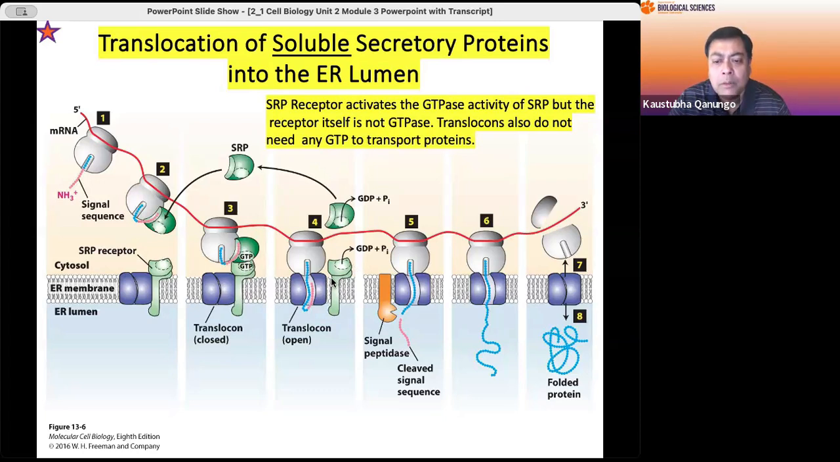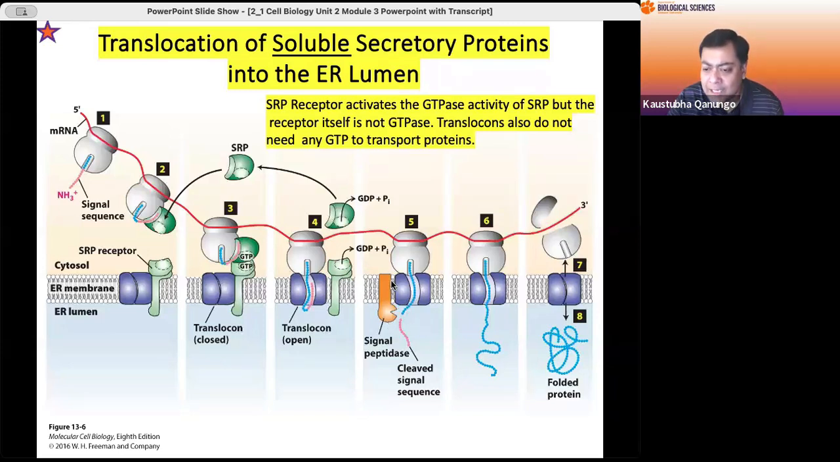In that condition, the SRP receptor is separating from the translocon and transferring the ribosome and the mRNA onto the translocon, and the gate of the translocon opens. And now the protein synthesis starts. Remember that as long as the SRP is bound to the ribosome, there was a temporary arrest of translation. Once it sits on the open translocon, translation resumes, and translocation also happens at the same time.